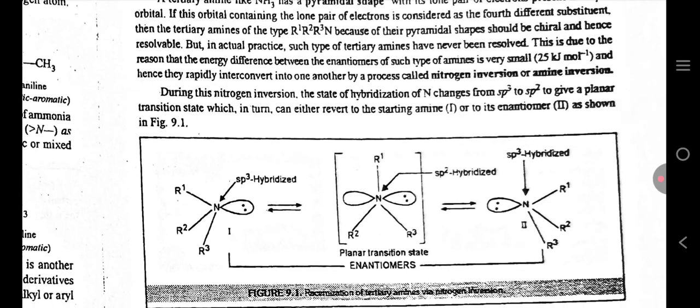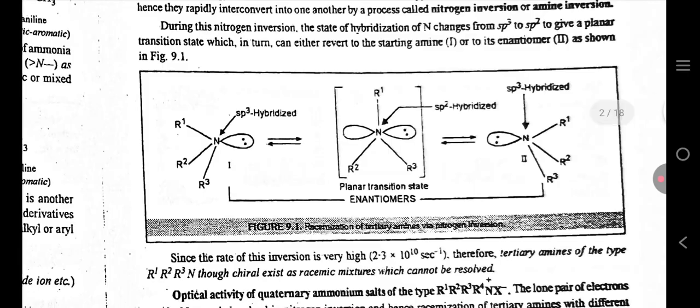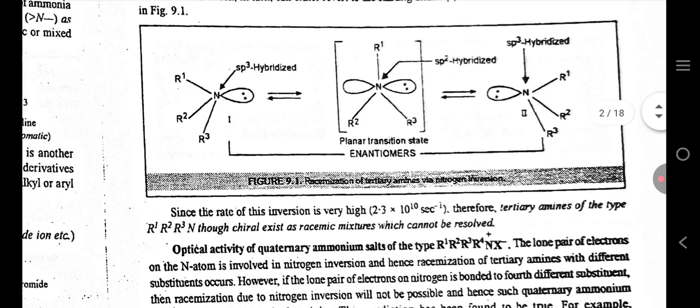This is due to the reason that the energy difference between the enantiomers of such type of amines is very small, and hence they rapidly interconvert into one another by a process called nitrogen inversion or amine inversion. During this nitrogen inversion, the state of hybridization of N changes from sp3 to sp2, giving a planar transition state, which in turn can either revert to the starting amine or its enantiomer, as shown in figure 9.1.